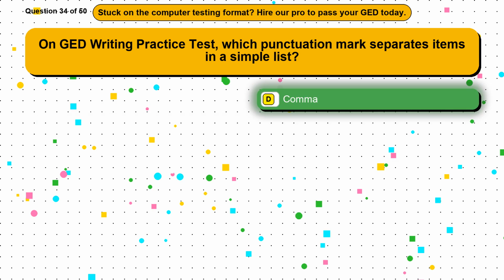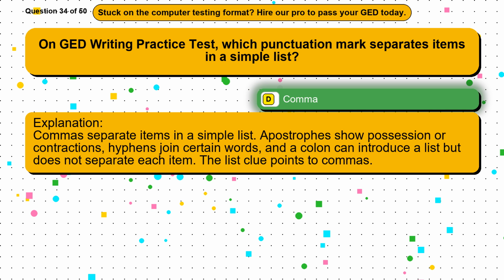The correct answer is option D, comma. Commas separate items in a simple list. Apostrophes show possession or contractions, hyphens join certain words, and a colon can introduce a list but does not separate each item. The list clue points to commas.